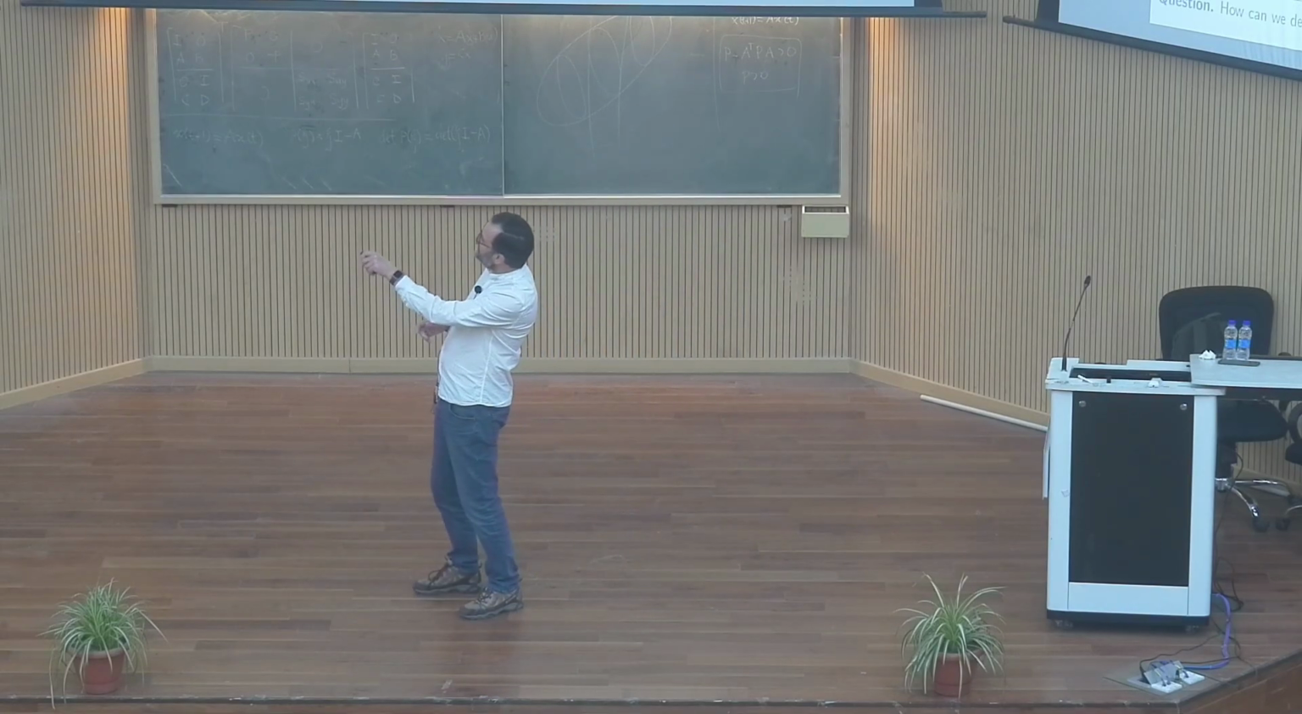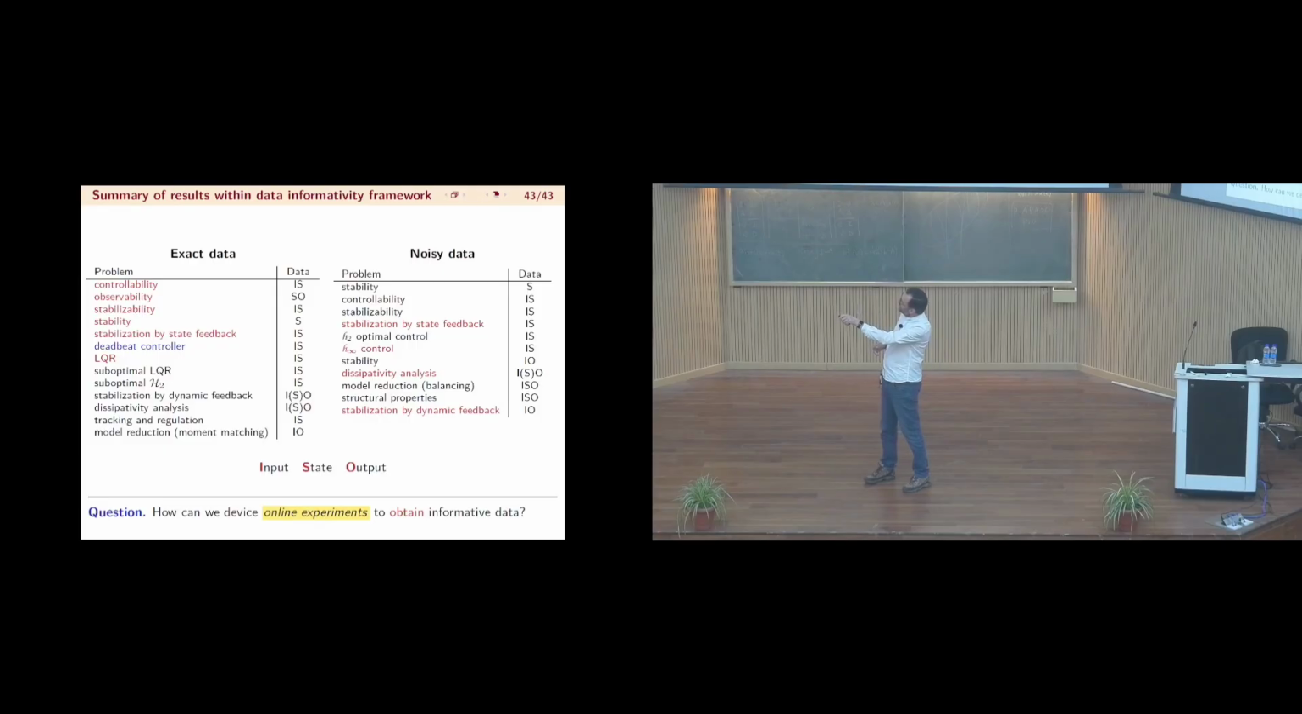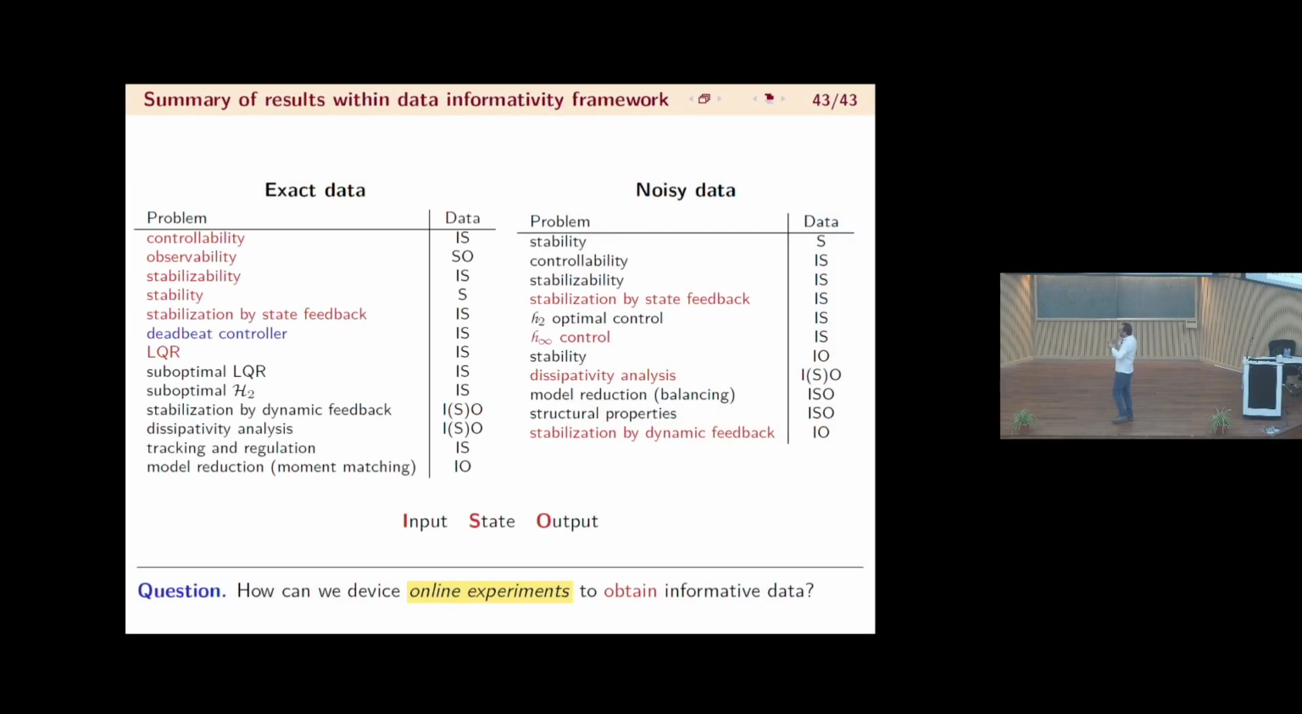These are all the problems we studied: exact data, noisy data. I mean, the red ones are those we studied during the lectures, and the blue one was in the tutorial session. But in all these problems, we have statements like data are informative if and only if some conditions are satisfied. If these conditions are satisfied, then we can design controllers. But if they are not satisfied, the theory doesn't say anything more.